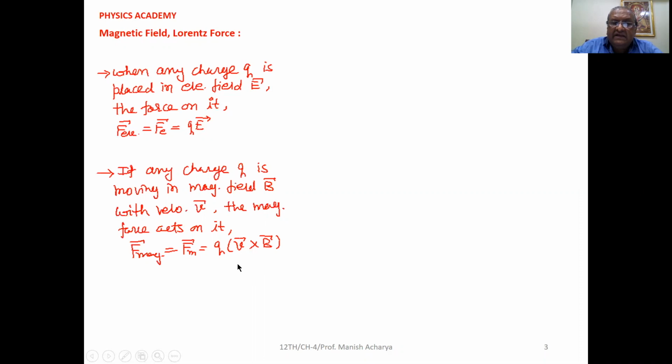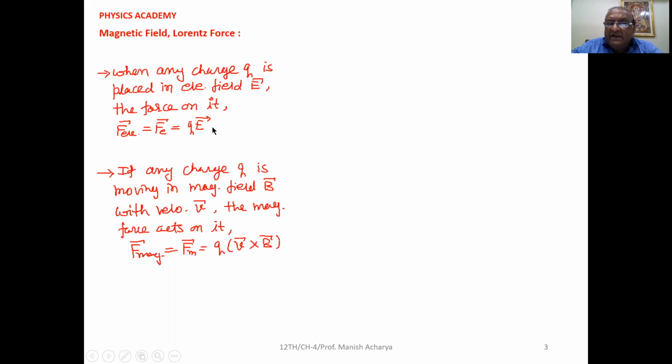So here the magnetic force that is represented by the equation Q into V cross B, we can understand this thing here. The direction of the magnetic force on the moving charge will be perpendicular to both the velocity and magnetic field. And we can fix the direction of the magnetic force with the help of the right hand screw rule.